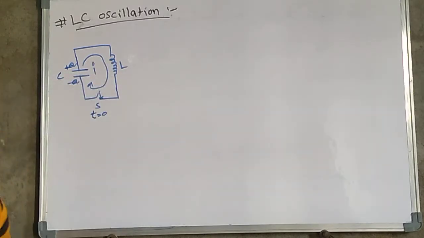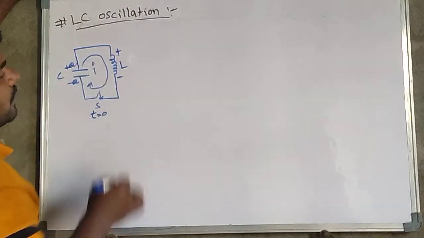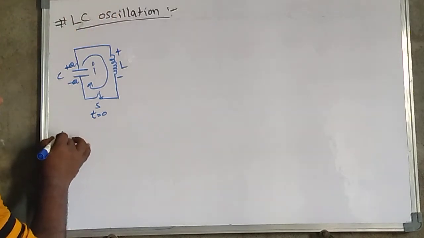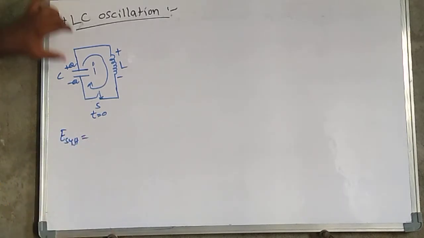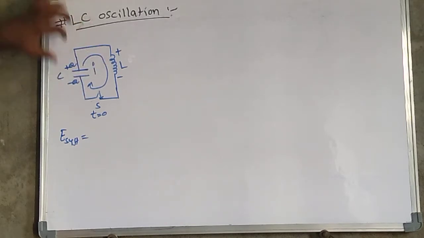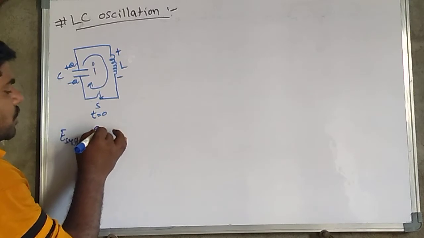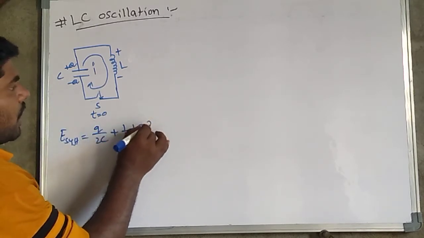In this situation, the current I is increasing with respect to time. So this point is positive and this one is negative, with the EMF here. The energy stored in this system is the energy in the capacitor plus the inductor. We already know the capacitor storage: after some time, the charge gives Q squared by 2C plus 1 by 2 L I squared.